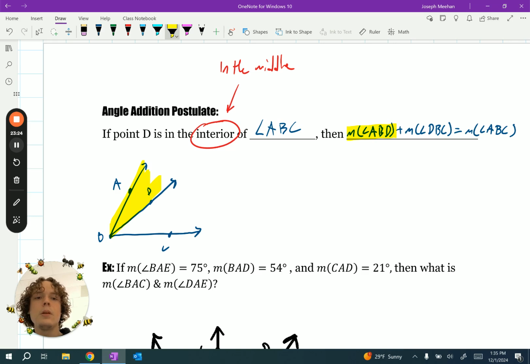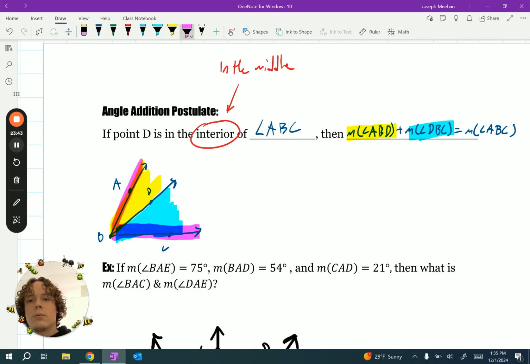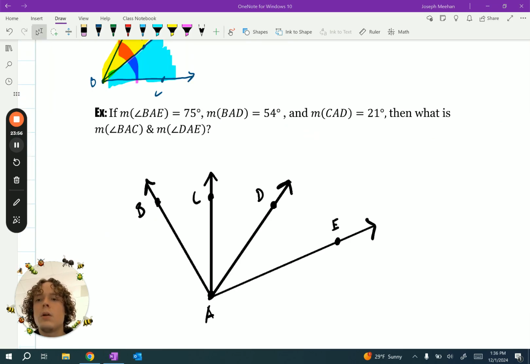The measure of ABD plus the measure of DBC, so like this angle right here. Again, it's just some size in degrees, right? So if we have those two smaller angles added up, then that creates the larger angle. It makes the bigger one, right? So the measure of ABD plus the measure of DBC equals the measure of ABC. Does that make sense? I hope it does.